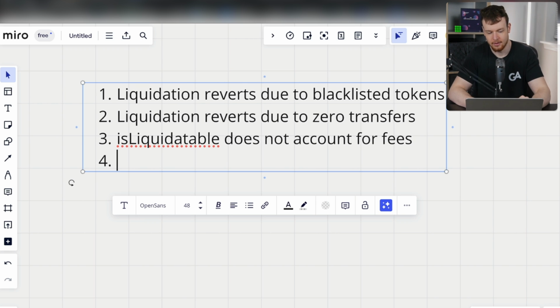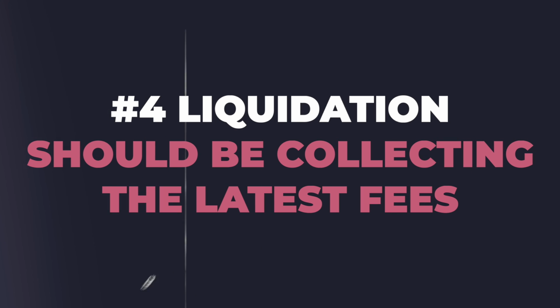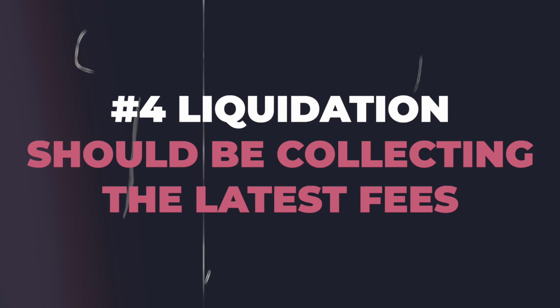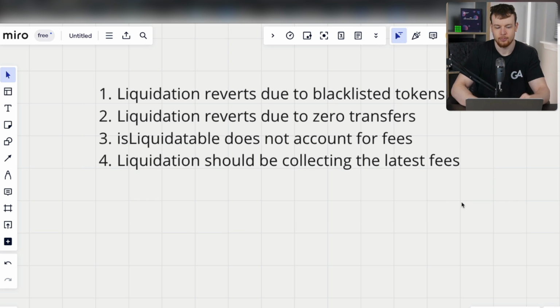Now, somewhat related to this, number 4: the liquidation should be collecting the latest fees. Just like we should be updating the fees to check whether a position is indeed liquidatable, the liquidation should also be collecting the latest fees. So if a position gets liquidated and they end up avoiding paying their interest rate or their borrowing fees, then that is an issue, right? The liquidation should still take the fees, whether it be interest or borrowing or funding or whatever it might be, from the user.